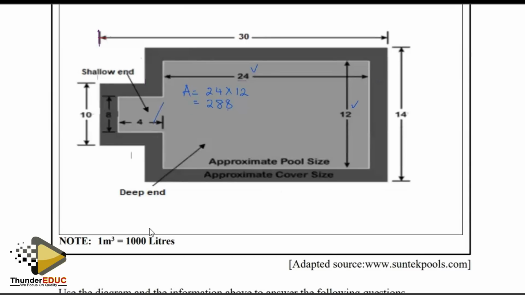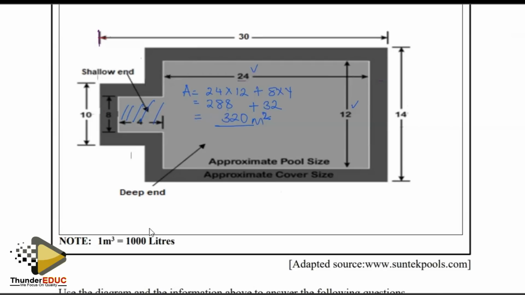What about this one inside here? So we shall also add on the 8 times 4, which is 32. This is the area of the pool only. So here we go. We shall get the area, and we shall call it 320. So these are meters squared. This is the area of the pool.